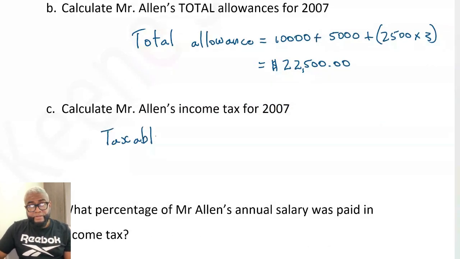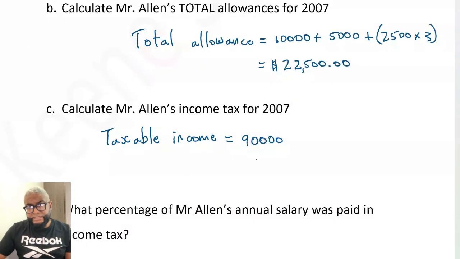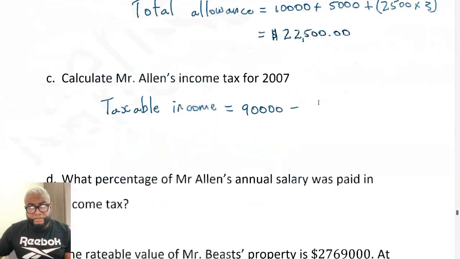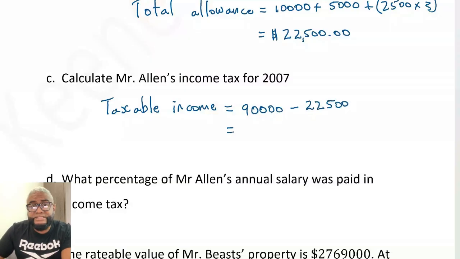Taxable income. Right? So it will be the yearly income. This, what was it? Annual salary minus the allowance, right? That's the formula that CSEC gave. So 22,500. So how much is his taxable income here, my children? 67,500. Right? Everybody good there?